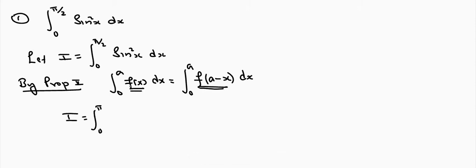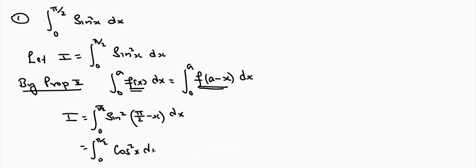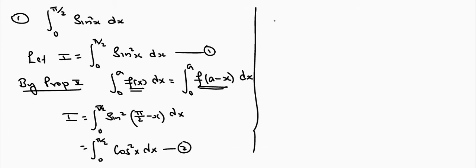ഇവിടെ a എന്ന് പറയുന്നത് അപ്പർ ലിമിറ്റ് ആണ്. Then here we write sin square a is pi by 2, we write pi by 2 minus x dx. നമുക്കറിയാം sin 90 minus x is cos x, then it get 0 to pi by 2 sin 90 minus x is cos x, then we get cos square x dx. equation number 2. ഇത് ഫസ്റ്റ് ഇക്വേഷൻ, ഇത് സെക്കൻഡ് ഇക്വേഷൻ. രണ്ട് ഇക്വേഷൻ കിട്ടി.